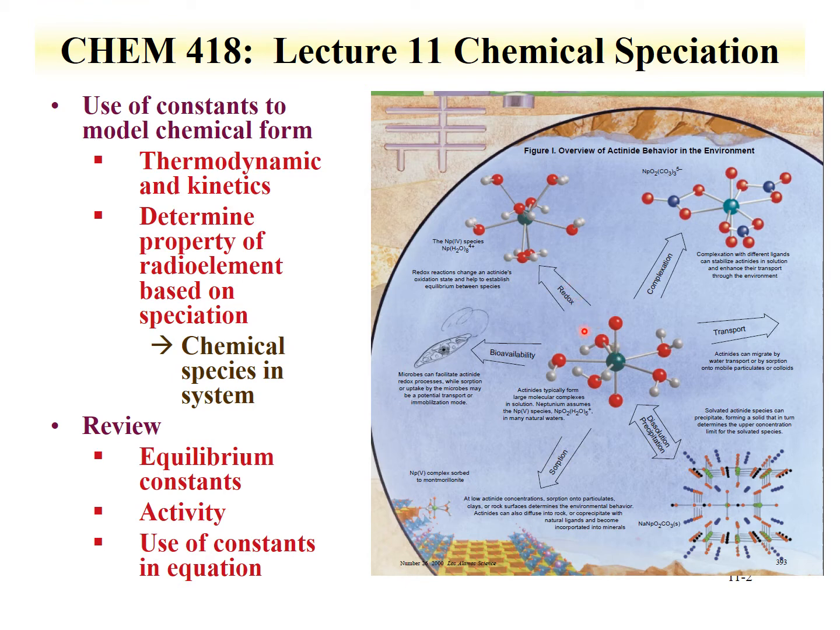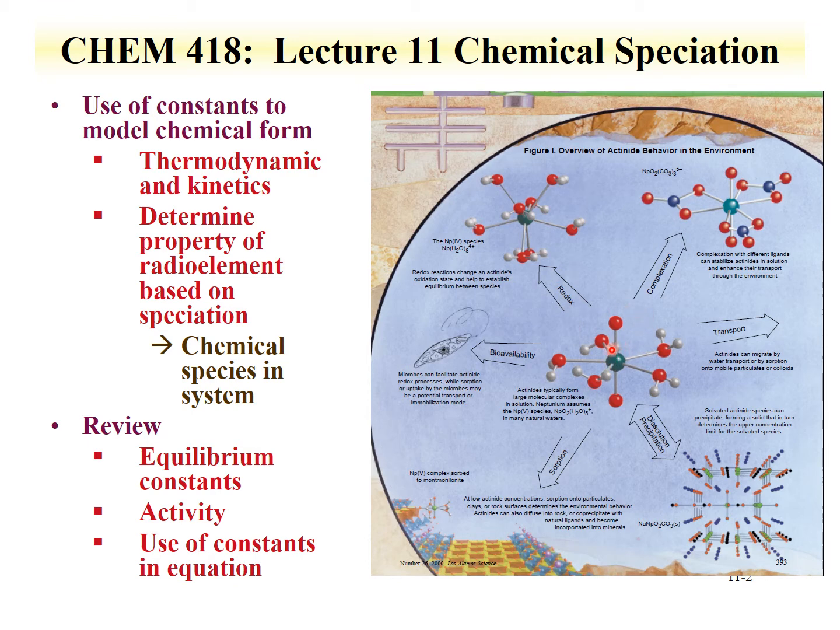And a few things can happen to it. We can change the oxidation state. So we can make the neptunium go from 5 to 4. The chemical form will change because the behavior of pentavalent neptunium is different than tetravalent neptunium. This will have an impact on the behavior of this neptunium.